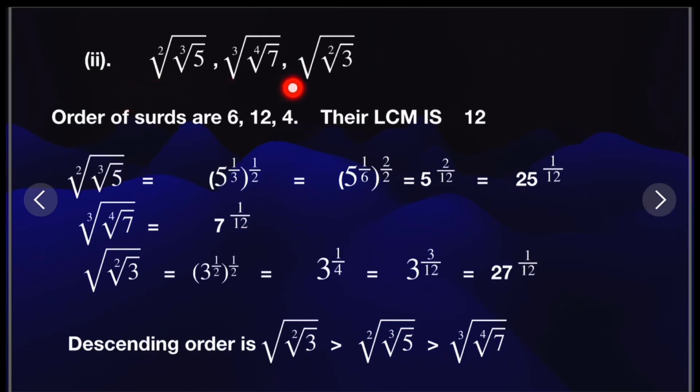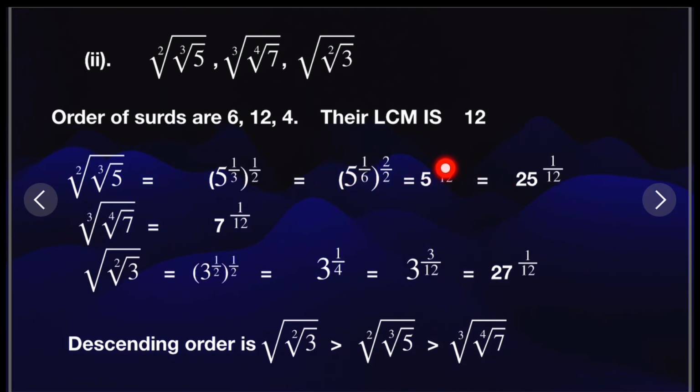So here there are another set of surds. We have to write them in descending order. Here the actual order of the surds is 6, this is 12 and this is 4. Now what is the LCM of these? It is 12. So let us convert these and write them in terms of the LCM. So 1 upon 6 will become 2 upon 12.